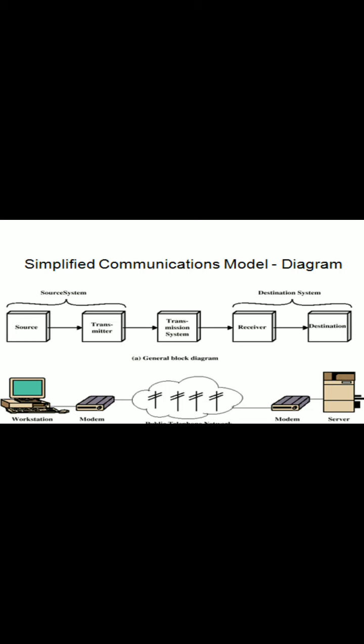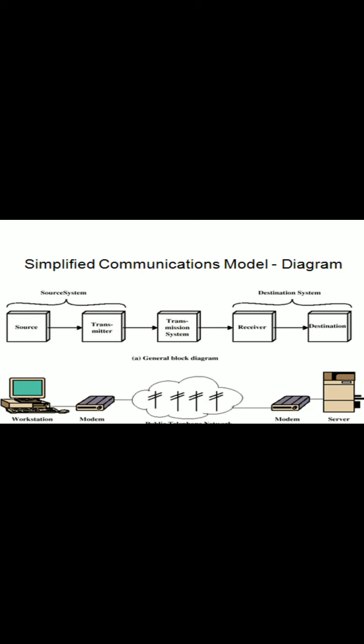The source and transmitter is called the source system. Receiver and destination is called the destination system. The middle one is the transmission system. By using this transmission system, we will send the data from transmitter to receiver. So here, source and transmitter, these two are used to transmit the data.